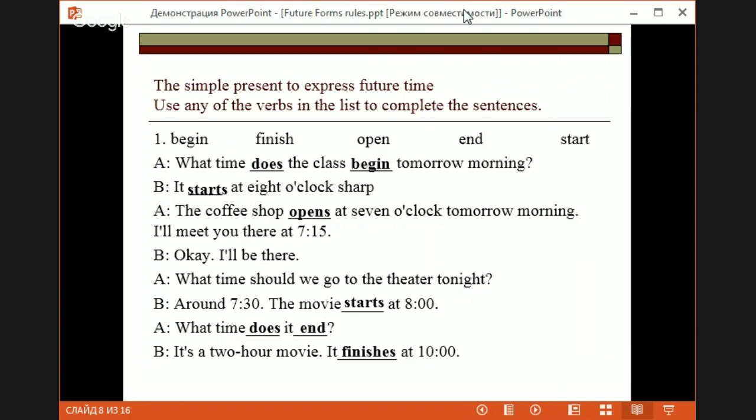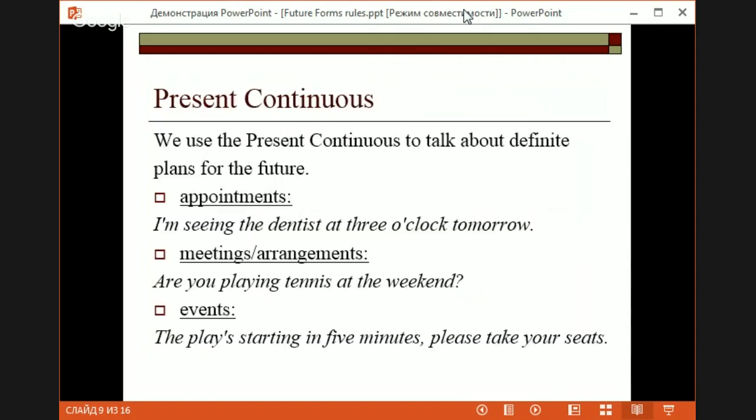As you can see, we have here just sentences about timetables, that some things happen according to the timetables. And in this case, please keep in mind to use present simple. Let's move on. The next one we will have is present continuous.